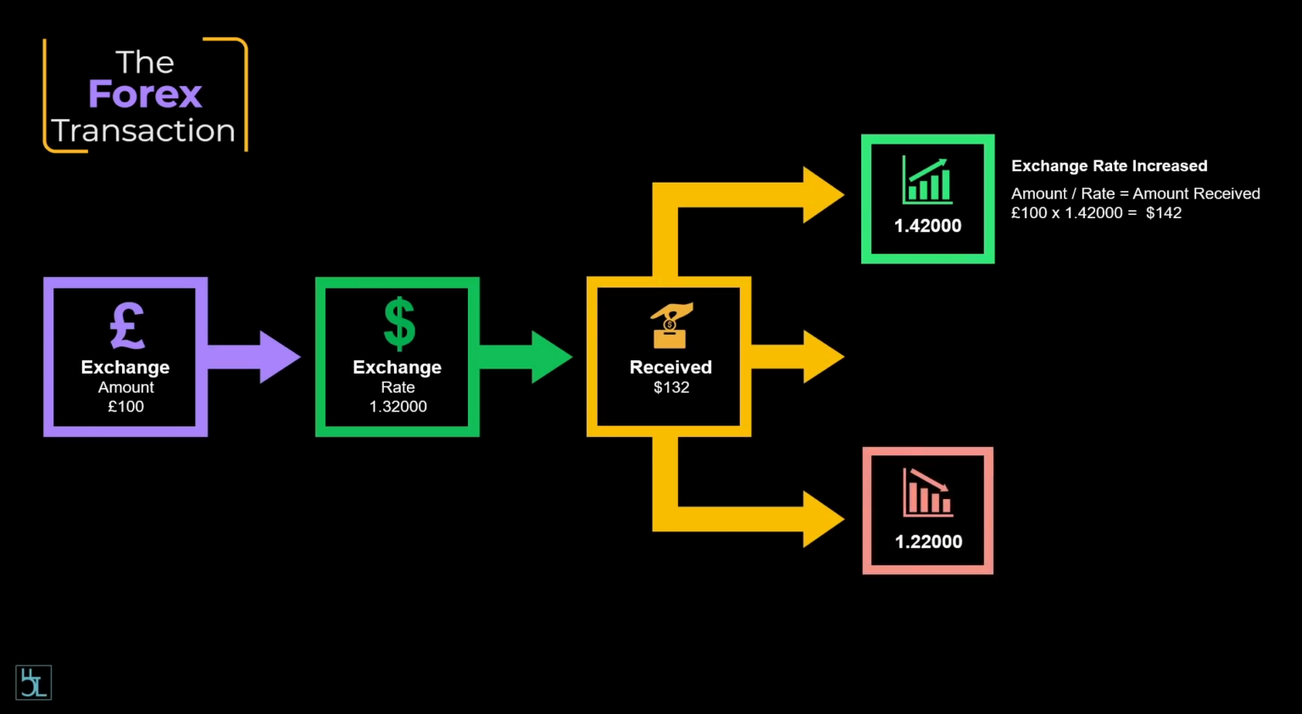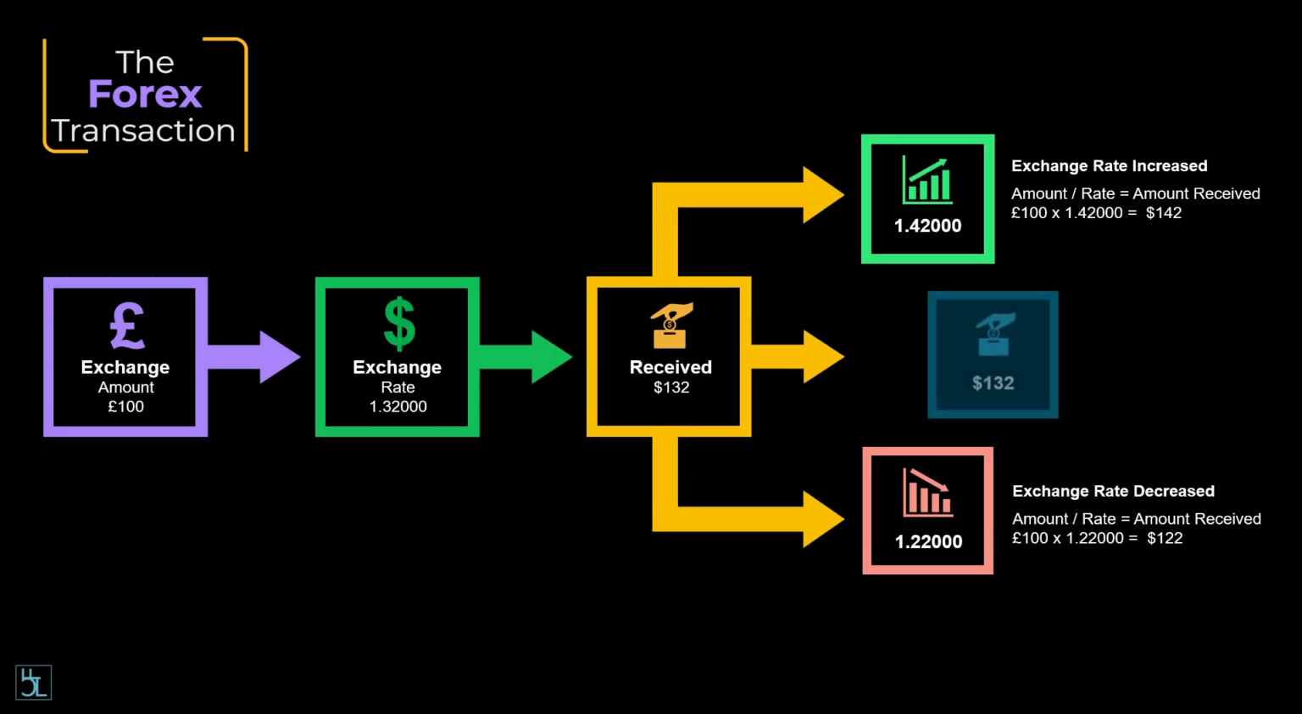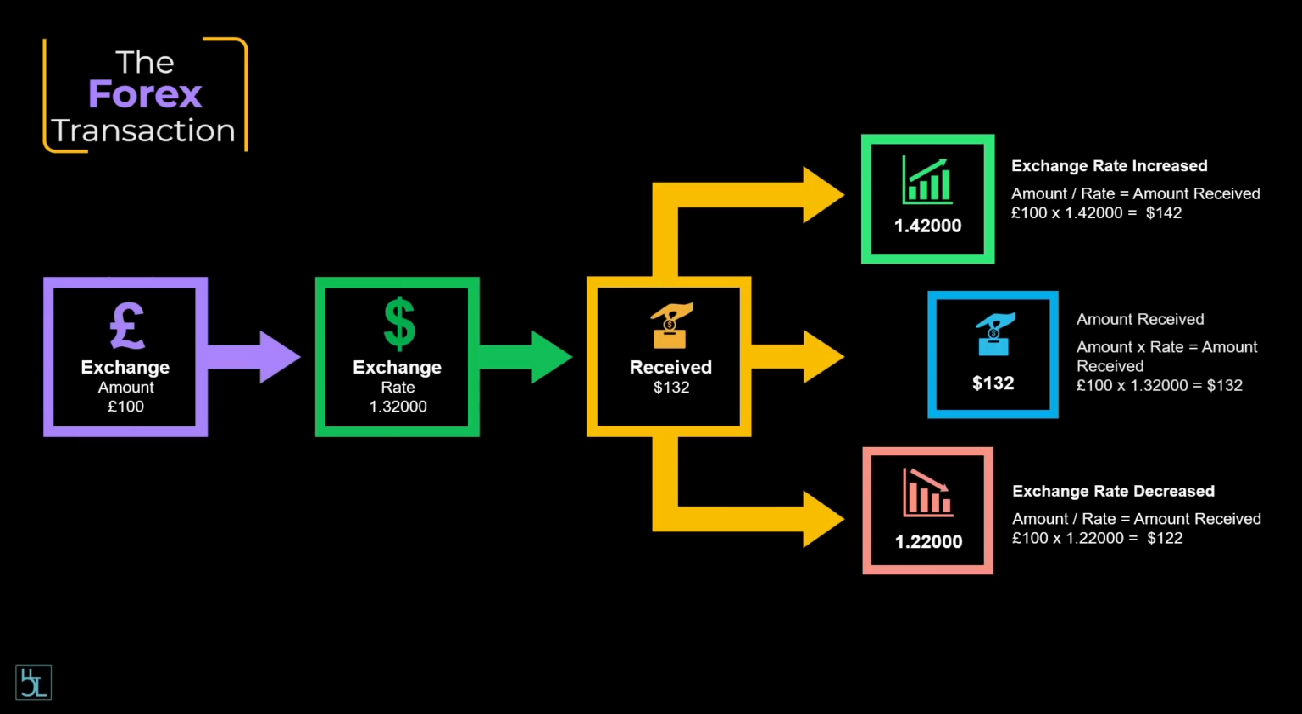On the other hand, if the exchange rate drops to 1.22, we will then receive $10 less than our initial transaction value, which makes it to $122 instead. If the exchange rate remains unchanged, we will see no change in the amount that we receive from our transaction, leaving it at 132 United States dollars.